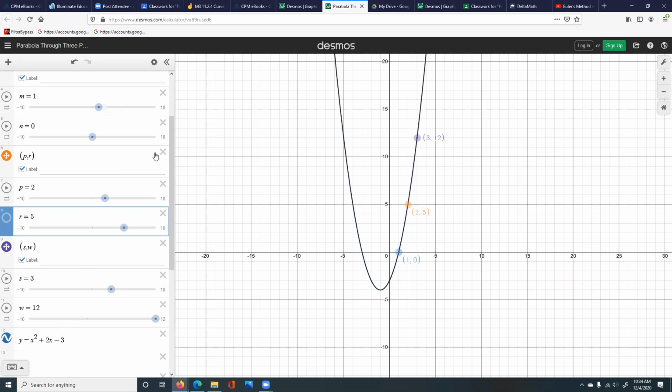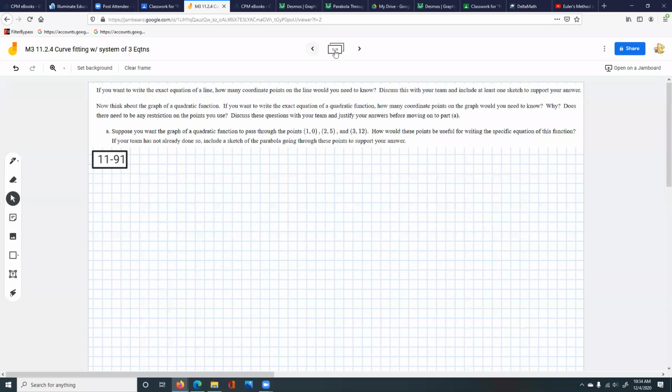You type the equation in after you graph the 3 points. You type the equation in, and then if the parabola goes through them, yay, you got the correct equation, and this one does. So that's how I can check my work on Desmos. All right, and that's how we want you to check your work on your project too. Okay, back to, that was 91.